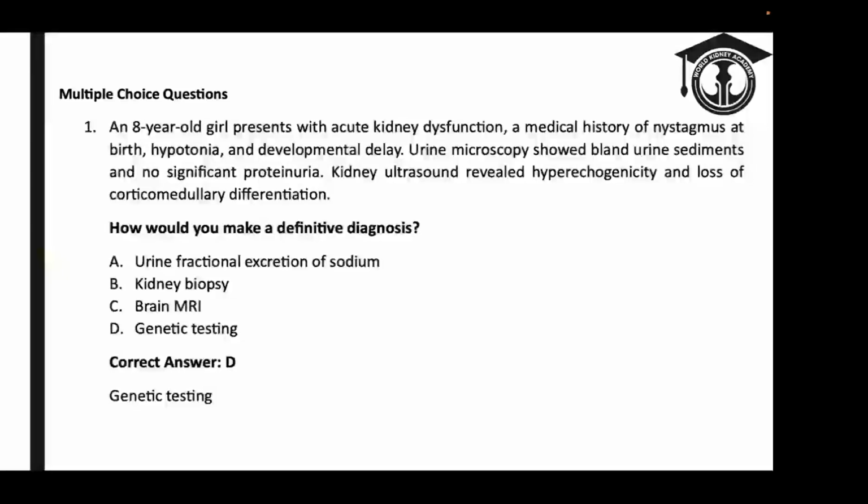So here's an example from the multiple choice questions. This is from one of the modules in the pediatric fellowship. This is an 8-year-old child with acute renal dysfunction, with a medical history of nystagmus at birth, hypotonia, and developmental delay. The urine microscopy is relatively unremarkable, and the kidney ultrasound shows hyperechogenicity and loss of corticomedullary differentiation. Whilst many people may not know the answer, there are a few options, and in this case, the correct answer would be genetic testing.